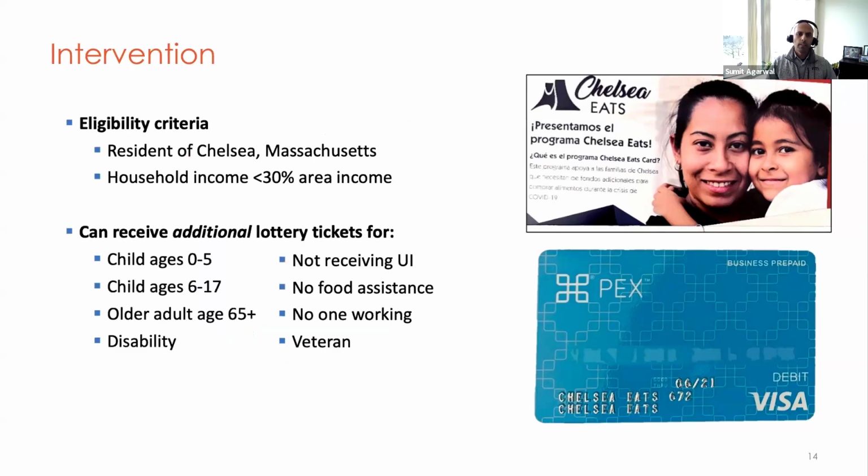Next slide. The eligibility criteria was just that you had to be a resident of the city of Chelsea and have a household income below 30% of the Boston area median income, which for a family of 3 was about $35,000. And then the city announced that applicants with children or those ineligible for other forms of federal assistance would have preference in the lottery, which they operationalized by giving families who met any of the criteria listed here additional lottery tickets, which we account for in our analysis.